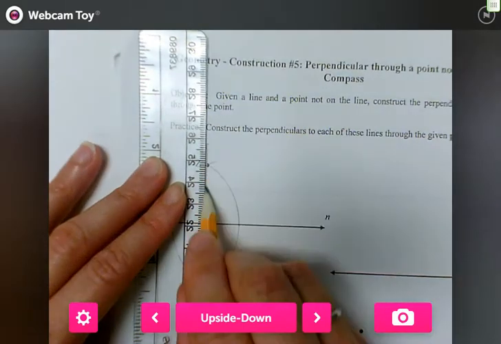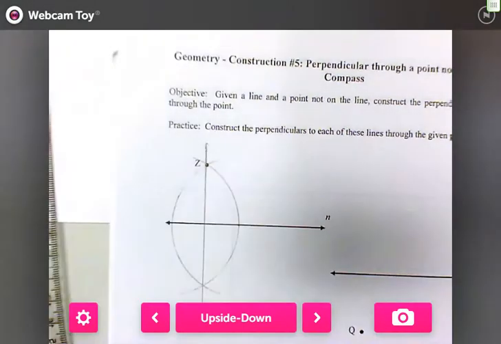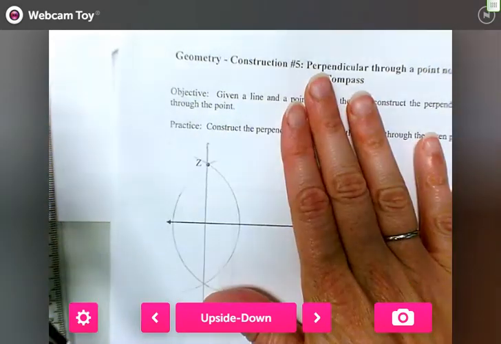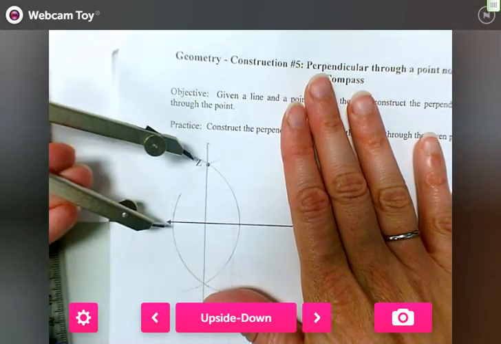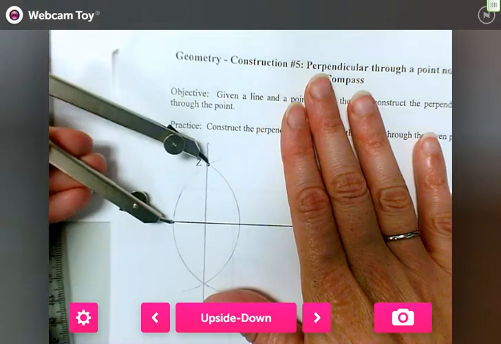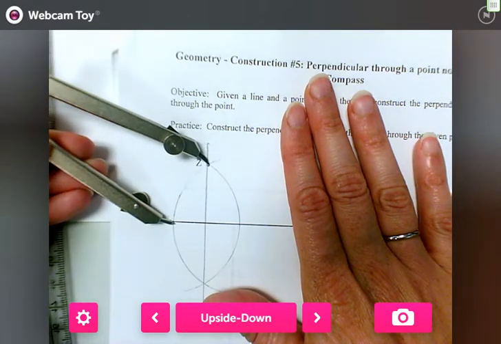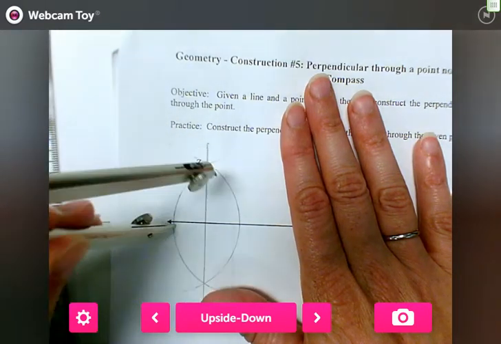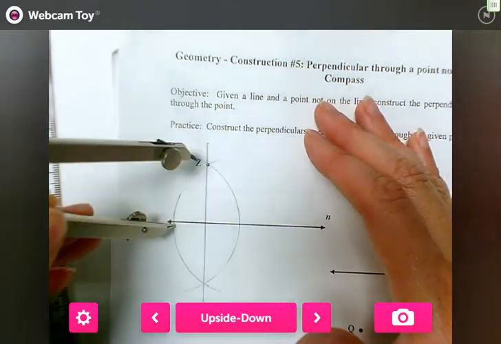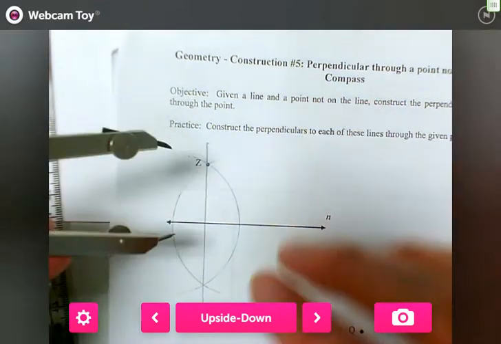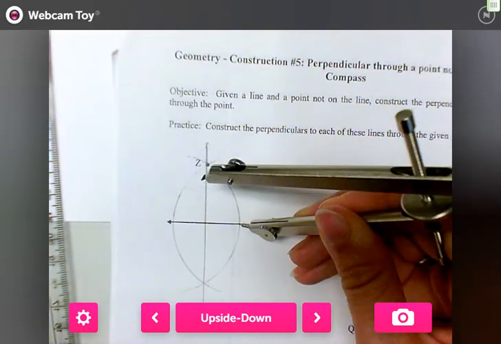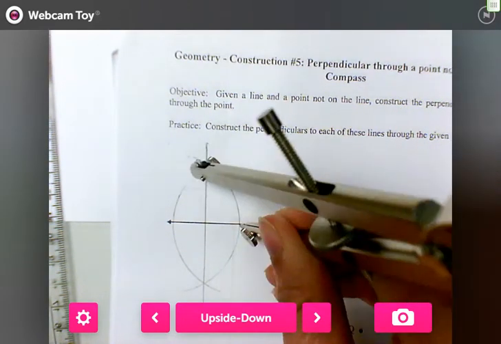Do you want me to go over that again? Yeah. I went real fast, huh? Okay. First, I'm going to start from the beginning. First, I'm going to make my compass big enough so that it hits the line and hits the point Z. See how I'm doing that? Line and point Z. And then I just make the arc. Now the pointy end needs to go where the arc and my line intersect. Right there. And that's how I make my other arc.